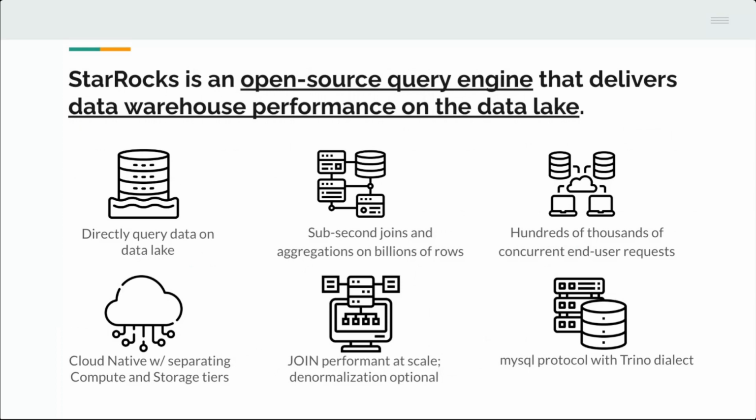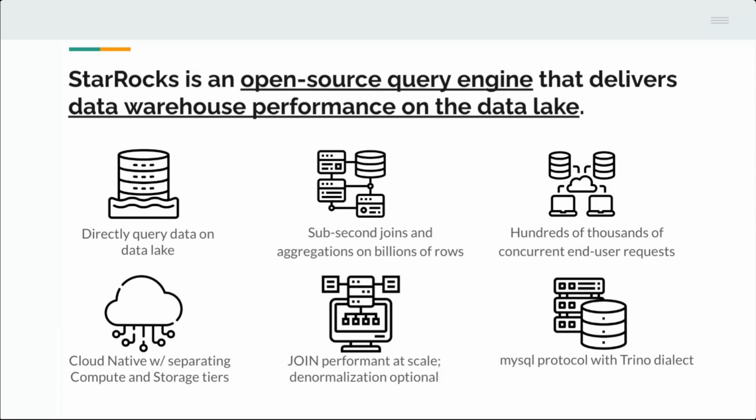Another reason why people like us is sub-second joins and aggregations on billions of rows. We have internal benchmarks showing we can do billions of rows with one CPU within 1 second. This is one of those things that vendors or community projects say they can do. Try us, test us. I would love for you to take whatever data set you have, load it into StarRocks, and then do these joins.